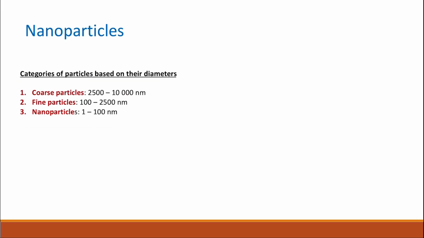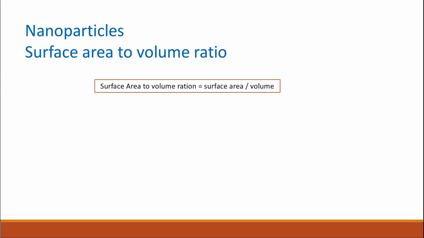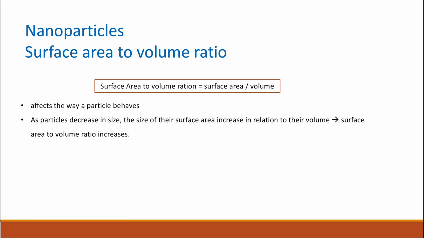Nanoparticles. We can categorize particles based on their diameter as coarse particles, fine particles, and nanoparticles. We are going to talk about nanoparticles, which have a particle diameter of 1 to 100 nanometers. Nanoparticles have a very unique property: their surface area to volume ratio is quite high because they have a very small size. When they have a very small size, they have a very high surface area, and the ratio between their surface area and volume is very high, and this affects the properties of the nanoparticles.